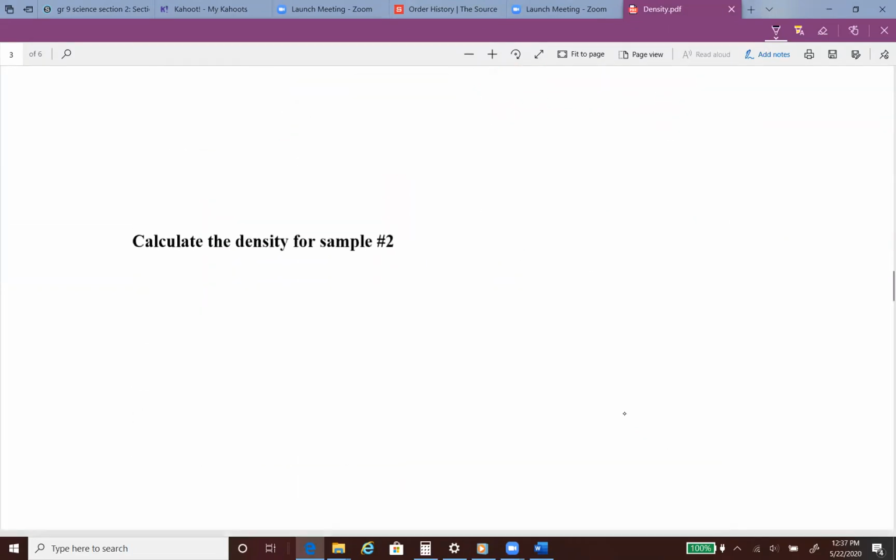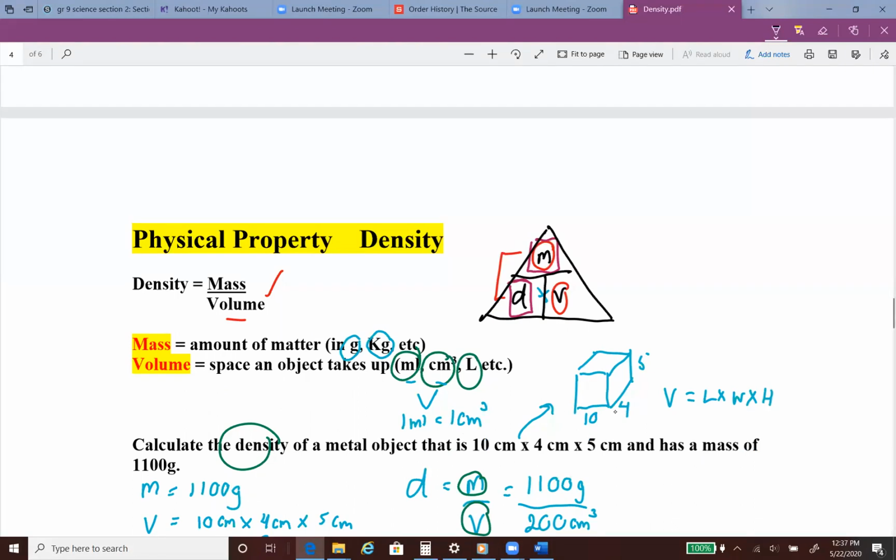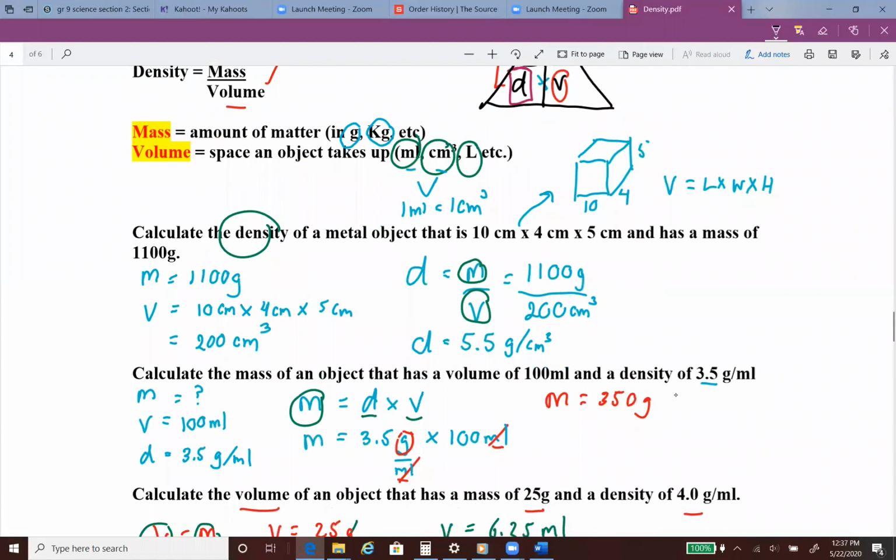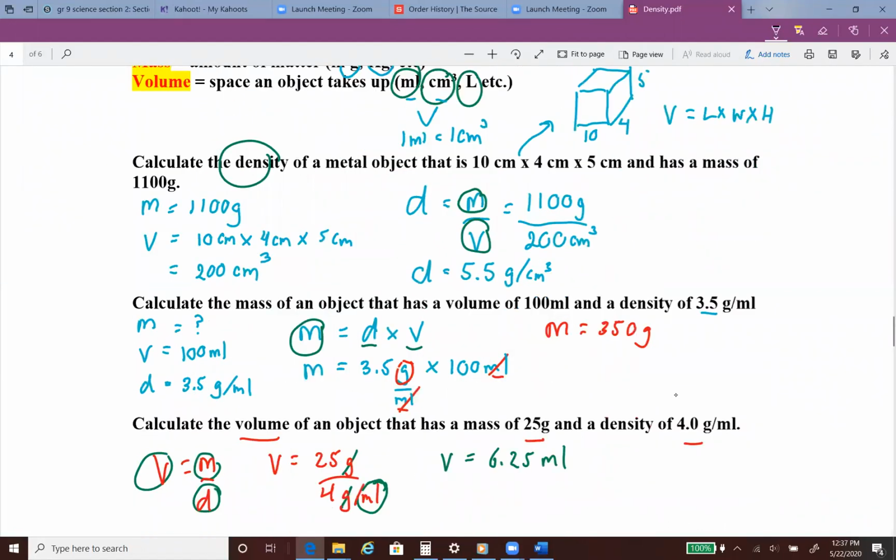So last time we introduced density. If you remember, the formula is quite easy. It's mass over volume. So we did a question like this one. What's the density of an object that has a mass of 1,100 grams? And in this case, we had to work out the volume, if you remember, right? Because this is an object that is basically a cube, 10 by 4 by 5. So we worked out the volume, 200 centimeters cubed. And remember, density is just simply the mass over the volume, right? So its mass, 1,100 grams over its volume of 200 centimeters cubed.